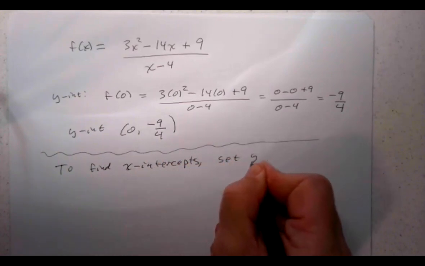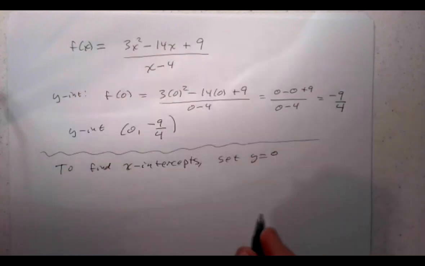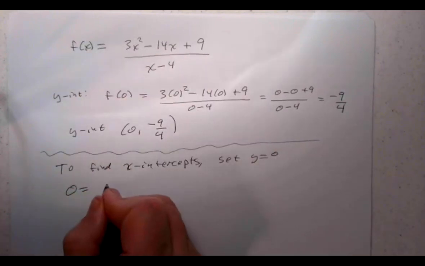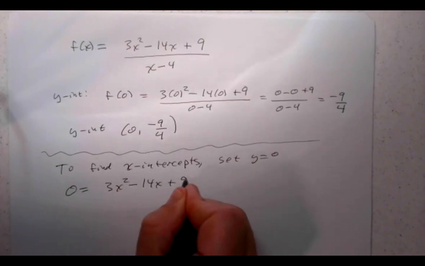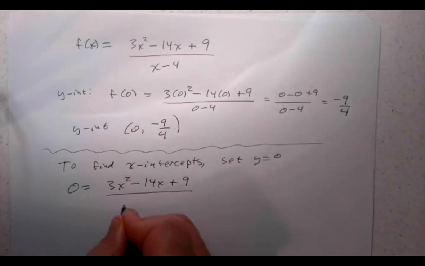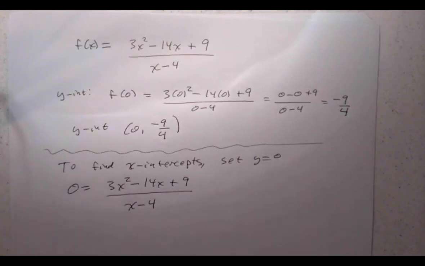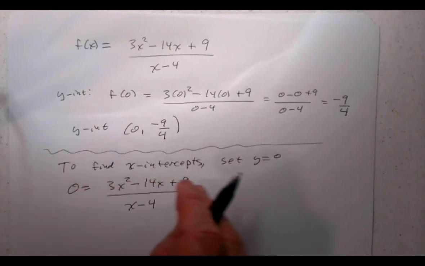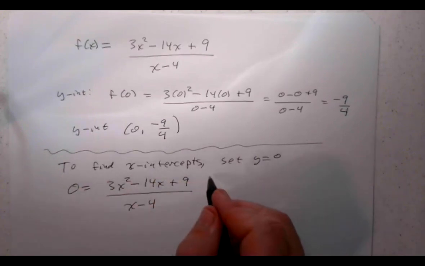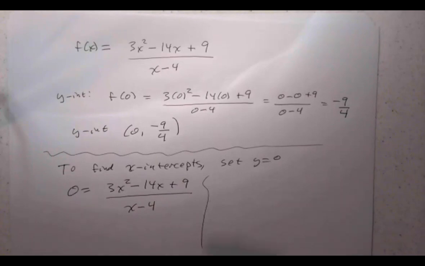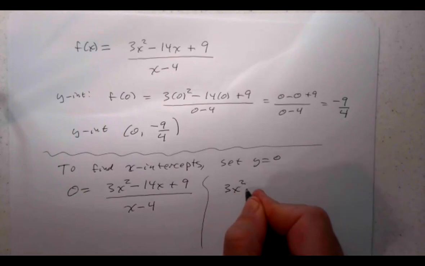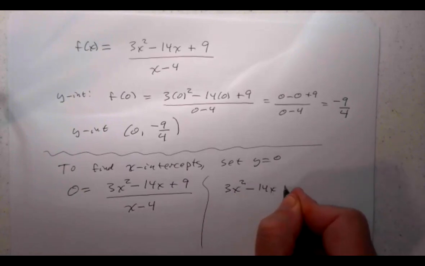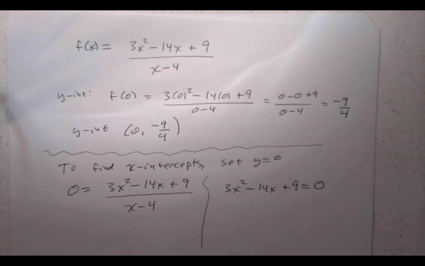Set y equal to 0. But the y is, of course, the f of x. So 0 equals 3x squared minus 14x plus 9 over x minus 4. I set y equal to 0. I set 3x squared minus 14x plus 9 over x minus 4 equal to 0. When does a fraction equal 0? When the top equals 0 and the bottom doesn't. So I need to solve 3x squared minus 14x plus 9 equals 0.